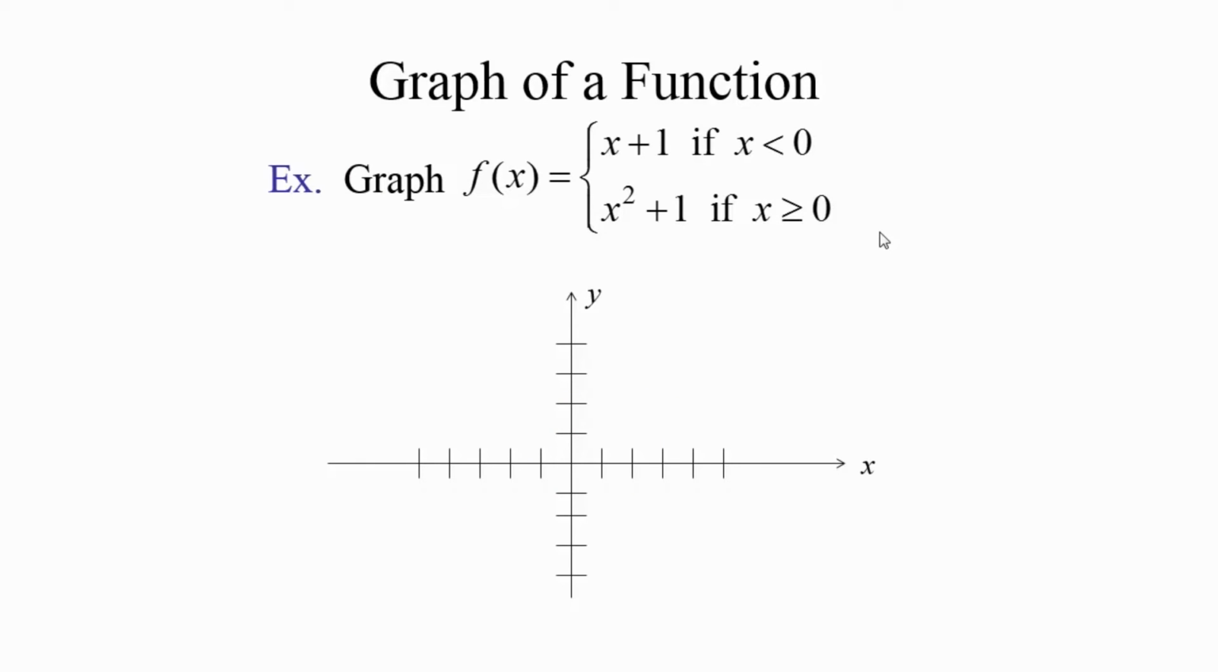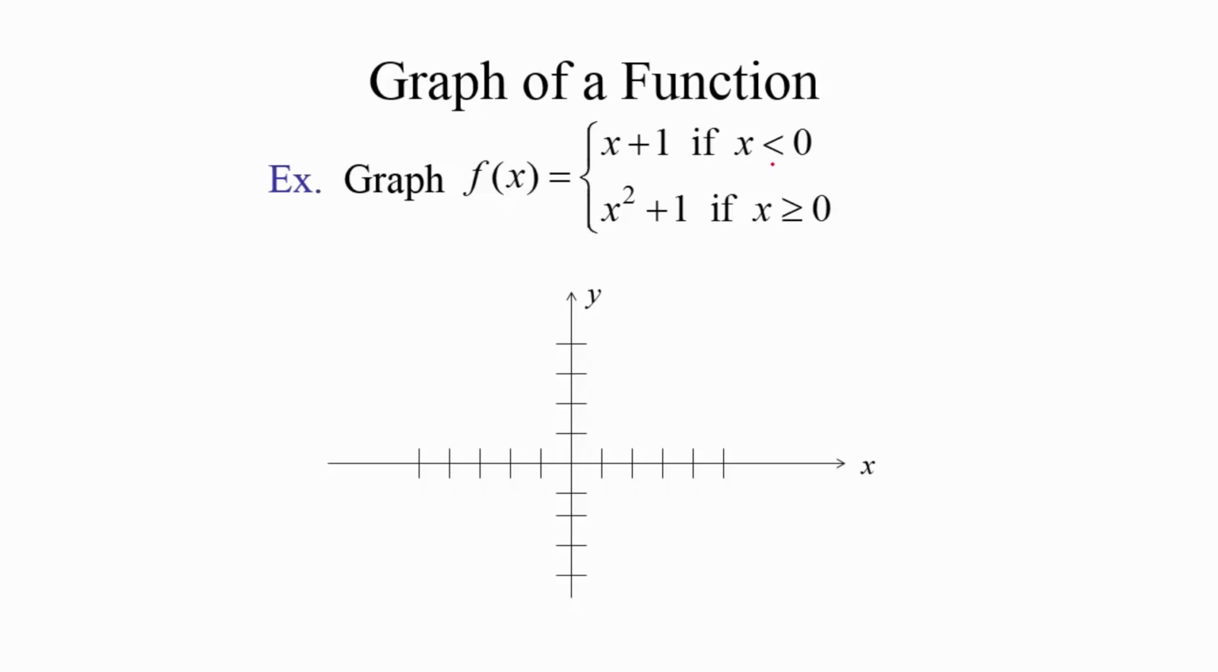Sometimes a function can be defined differently for different values of x, for different values in its domain, right? It would be defined differently. So here's an example. It says f of x equals x plus 1 if x is negative. If x is negative, it is a linear function. If x is positive or 0, it would be x squared plus 1. So it would be nonlinear.